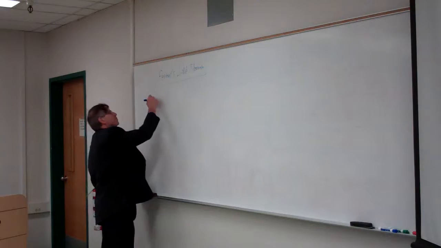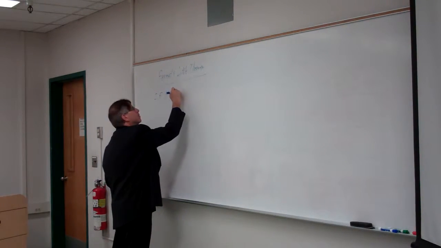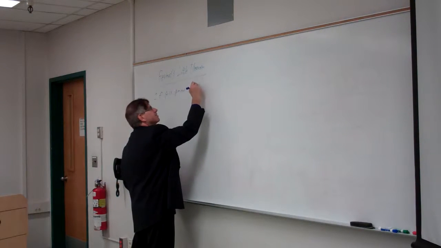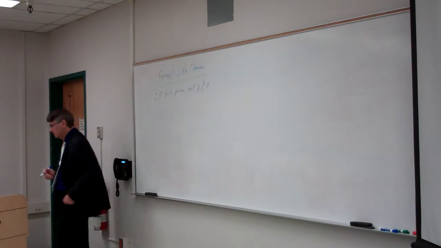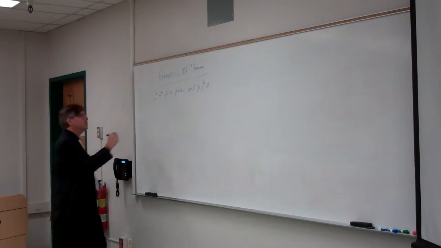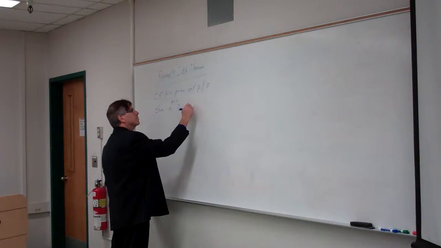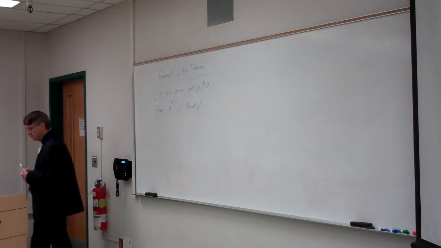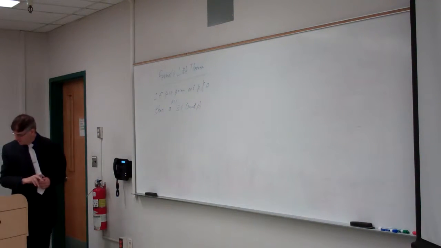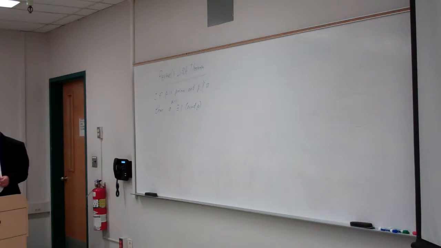If P is prime, and P does not divide A, then A to the P minus 1 is congruent to 1 modulo P, for all A. So pick a prime number, pick an A that P does not divide, so it's not a multiple. A to the P minus 1 will be congruent to 1 mod P.